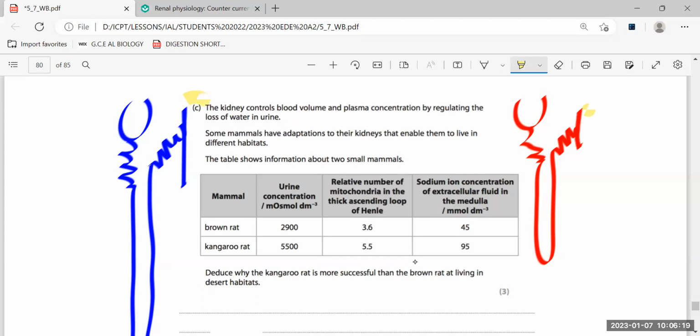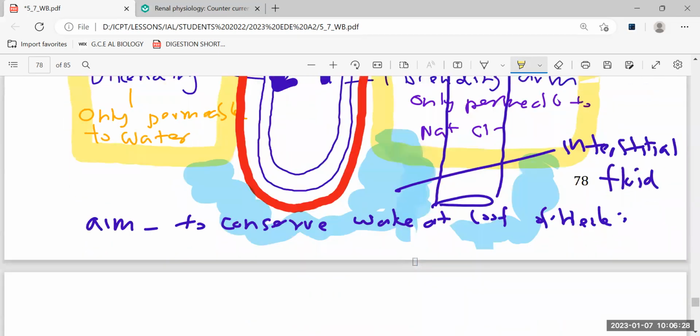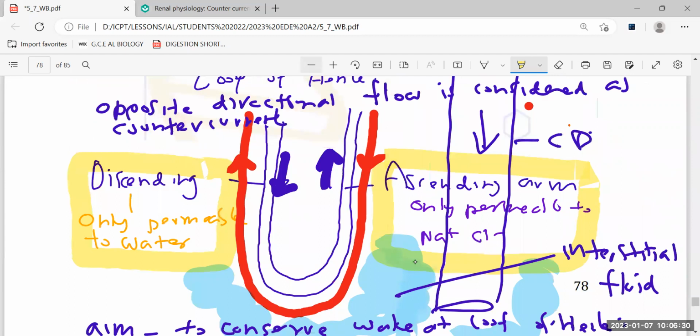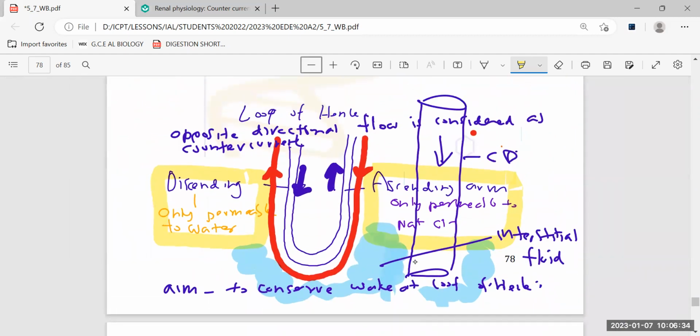Let's do this question first. This is from the last lesson. So we have learned this countercurrent multiplier mechanism. Just to summarize, what is again a countercurrent multiplier mechanism?